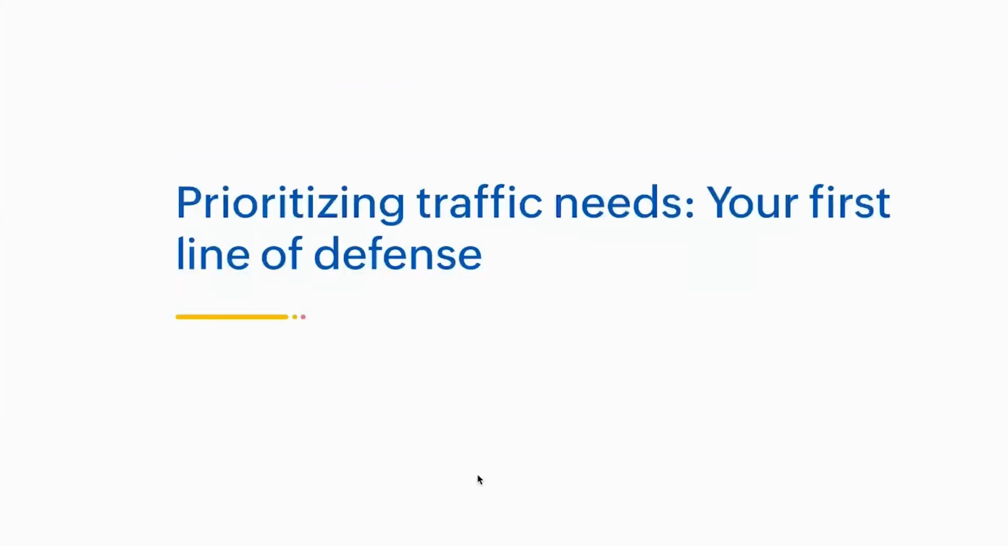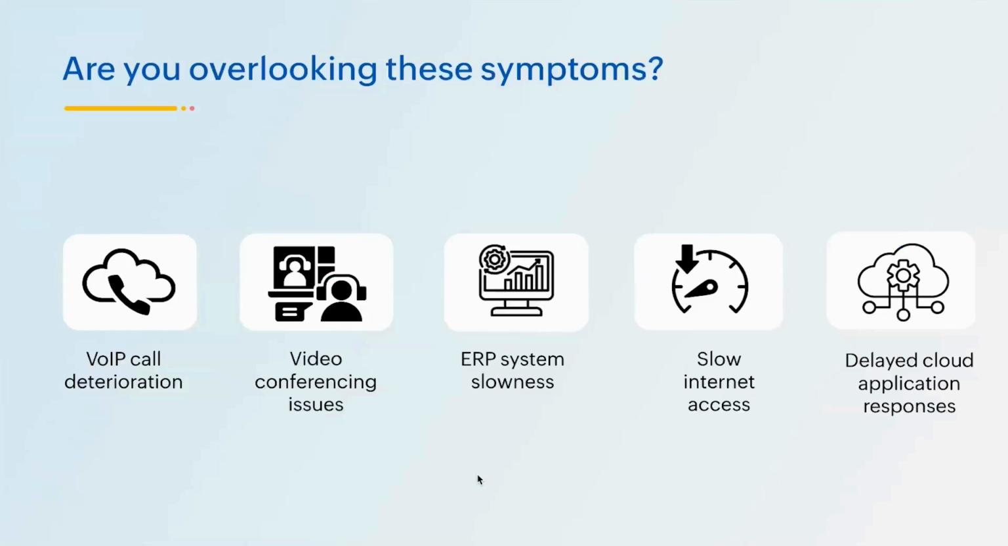Next topic is prioritizing traffic needs. Networks carry a critical burden in today's data-driven world. With this increased reliance comes a complex challenge: ensuring that critical traffic gets the priority it deserves. Network congestion can occur when too much traffic tries to utilize the same resources at once. With no dedicated policies or restrictions, some symptoms your network might show are poor VoIP calls, video conferencing issues, ERP system slowness, slow access to the internet, and delayed responses from applications.